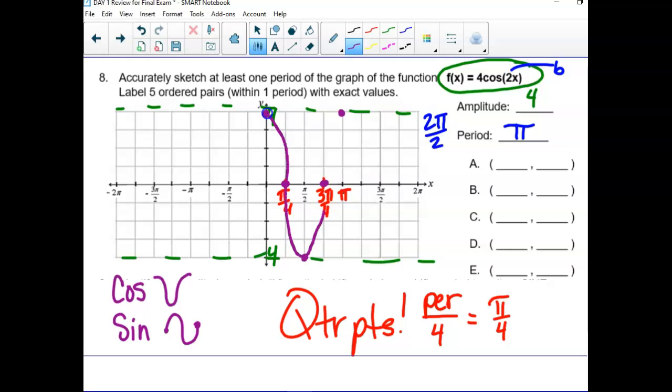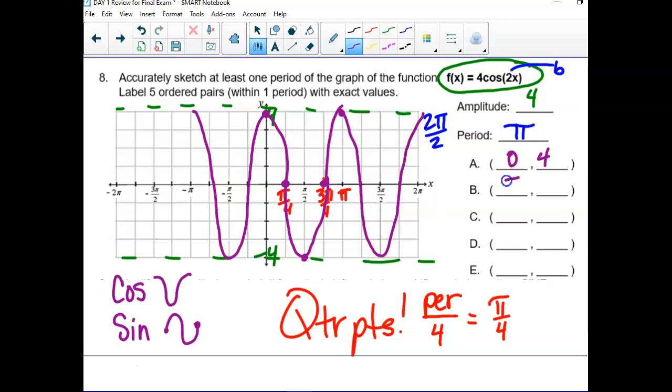And these really should look like stretched quarter circles, but I'm not going to worry about it. If you were to continue in either direction, it would look like this, but you don't need to, guys. As long as you draw 1 period, I'm going to be happy. So the quarter points that I put on there were over 0, up 4, over pi over 4, it's at the x-axis. At pi over 2, it's down at -4. At 3 pi over 4, it's at the x-axis. And at pi, it's back at the maximum of 4.